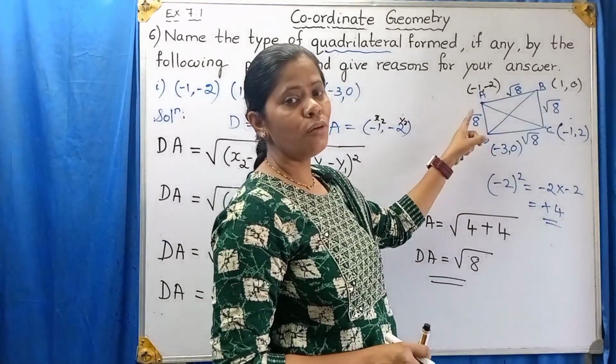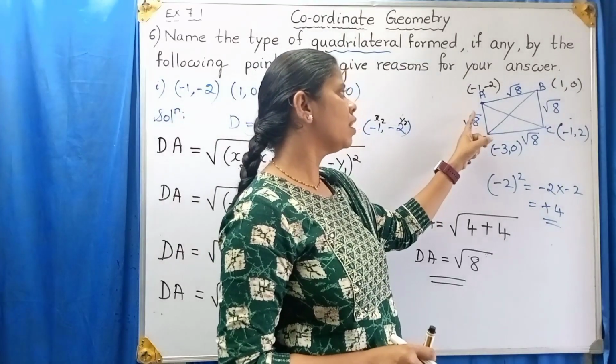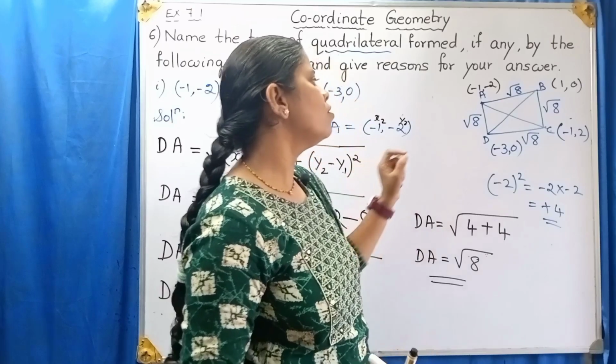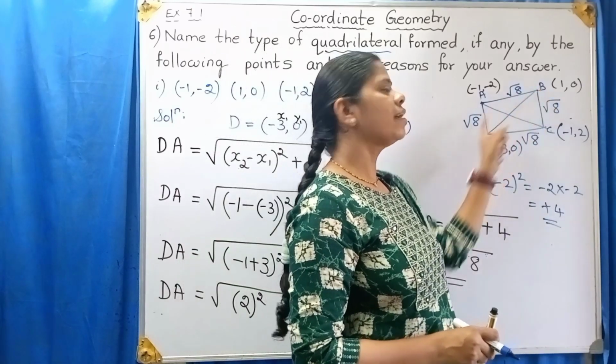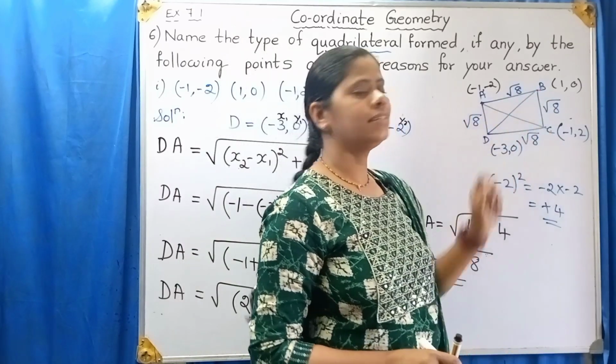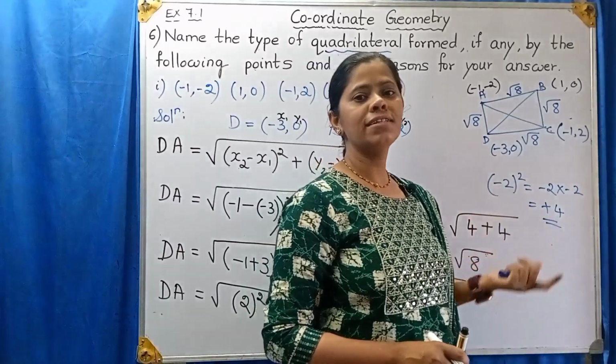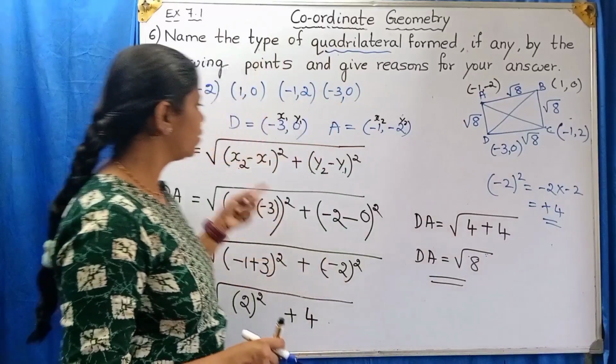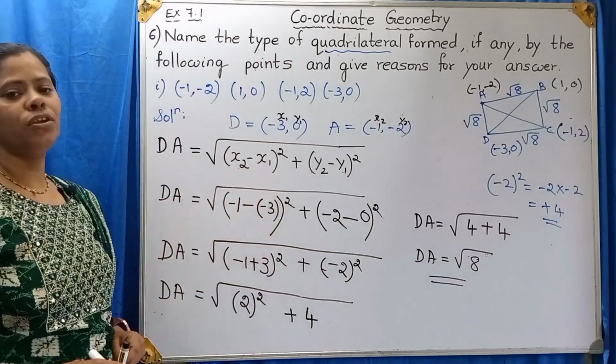But this information is not enough to say the given quadrilateral is a square. We have to find out the distance between the diagonals, that is BD and AC. Okay. Then only we can say whether the given quadrilateral is a square or not. Okay. I am going to rub this. You can copy down.